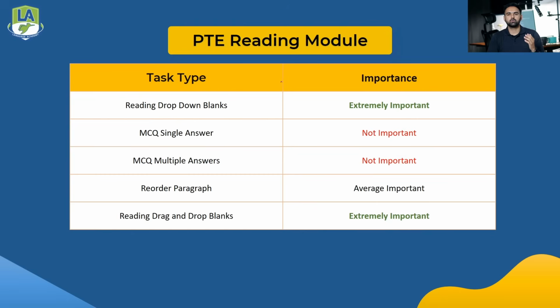Now let's move on to the third module. First question of the third module is reading drop-down blanks, most important. Reading MCQ multiple answers, not important, least importance. Reading reorder paragraph, average importance. Reading drag and drop blanks, most important. Reading MCQ single answer, least important.